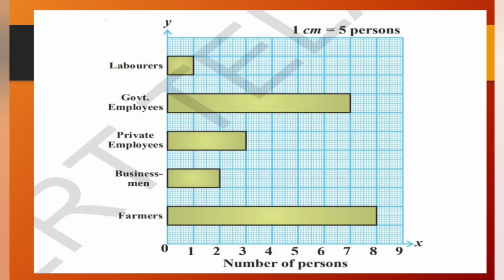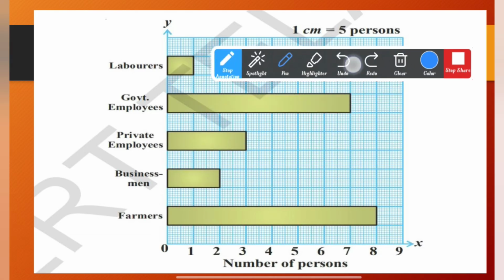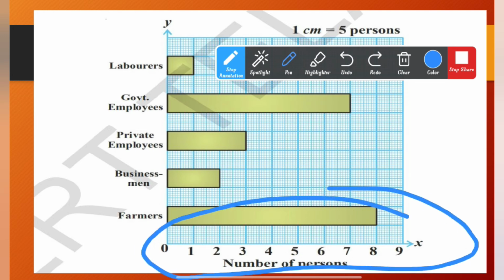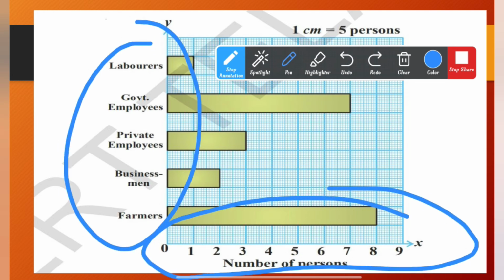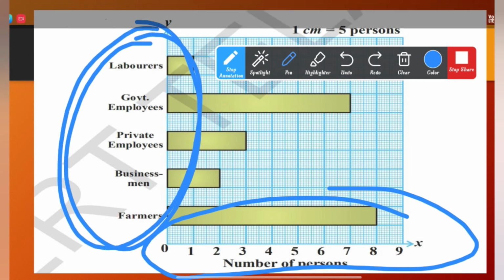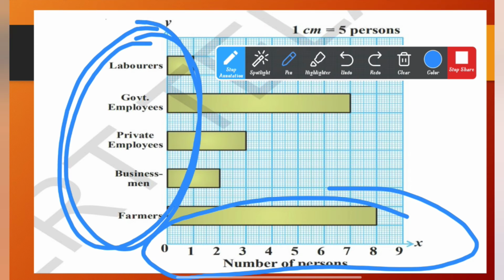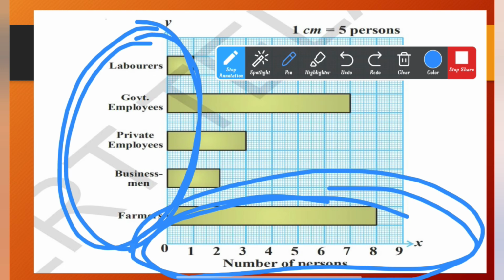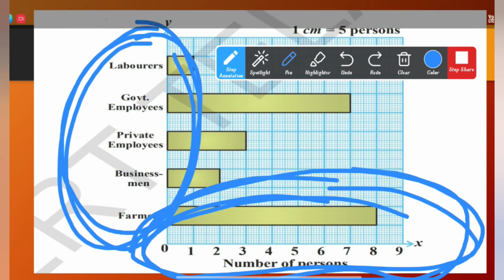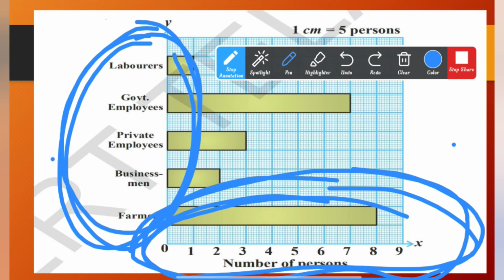Here, observations are taken on the y-axis and frequencies are taken on the x-axis. So this is an example of a horizontal bar graph.